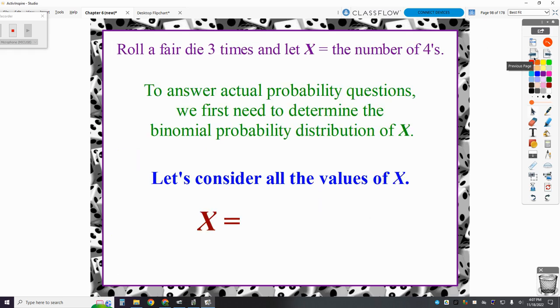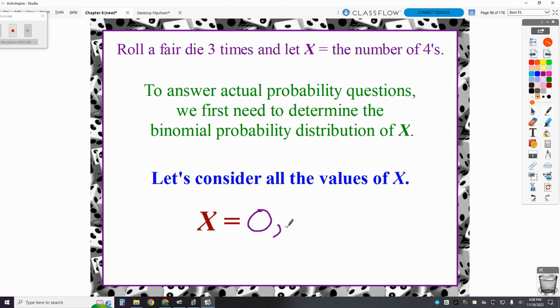So now we're going to continue on with this instance now that we found one. So to answer actual probability questions, we first need to determine the binomial probability distribution of X, the number of 4s. So first, let's consider all the values that X could be. So how many 4s could we see if we roll the die 3 times? Well, let's think of the minimum scenario. Let's say we roll 3 times. Do we have to see any 4s? And no, we could have rolled a 1, a 2, and a 3 on our 3 rolls. And so maybe at the minimum, we don't see any 4s.